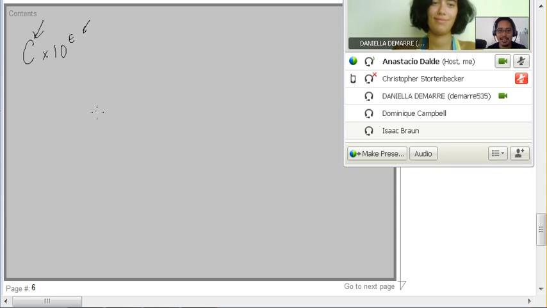And in scientific notation, what we usually like to do is have just one number, then put a decimal, and then put the rest of the numbers. So that's what you're going to try to do when you do scientific notation. Did I go too fast on that one, or are we cool?